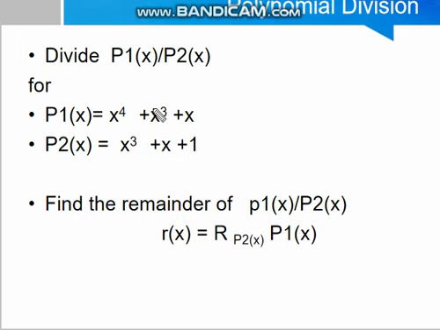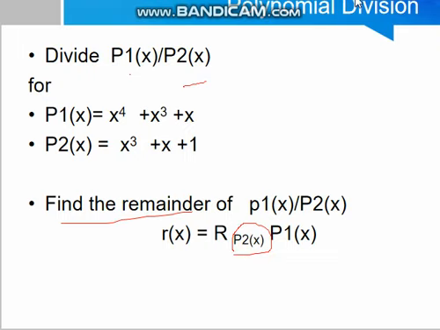Next we go for the polynomial division. We consider the division of P1(x) by P2(x). So P1(x) is equal to, say, x^4 plus x^3 plus x, and P2(x) is equal to x^3 plus x plus 1. We need to find out the remainder of P1(x) by P2(x), and it is given as R(x) is equal to the remainder of P1(x) divided by P2(x).